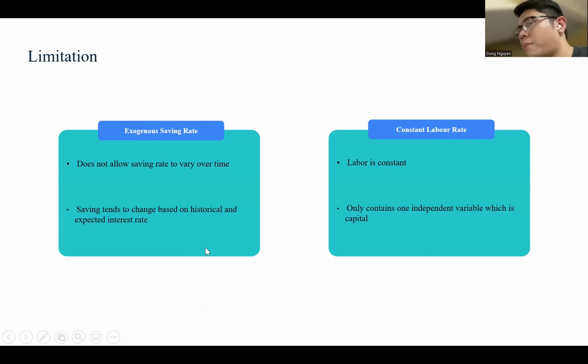So there are two main limitations of the model. First is the exogenous saving rate. It means that we don't allow the saving rate to vary over time, but in reality, savings tend to change based on historical and expected interest rates. Another thing is about holding constant the labor rate. Normally, we need to allow both labor and technology to vary to understand more about the dynamics of the model. However, due to our limitation in terms of mathematical knowledge, we need to fix it. So that's basically the two limitations that our model has.